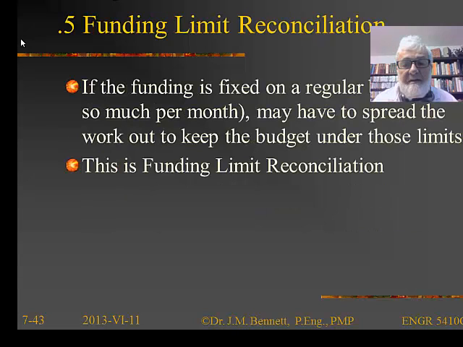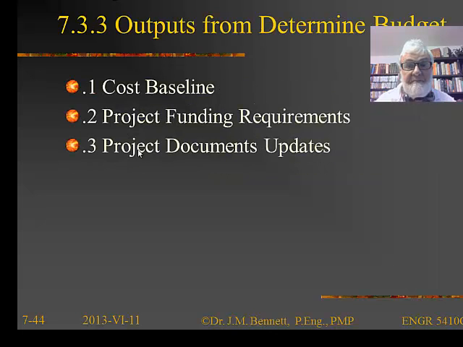Extrapolation is extremely dangerous. The funding limit reconciliation: if the funding is fixed on a regular basis, only so many dollars flow per month, you may have to spread the work out to keep the budget under those limits. The technical term for this is funding limit reconciliation, which means we have to slow the work down because we don't have money to pay for it.